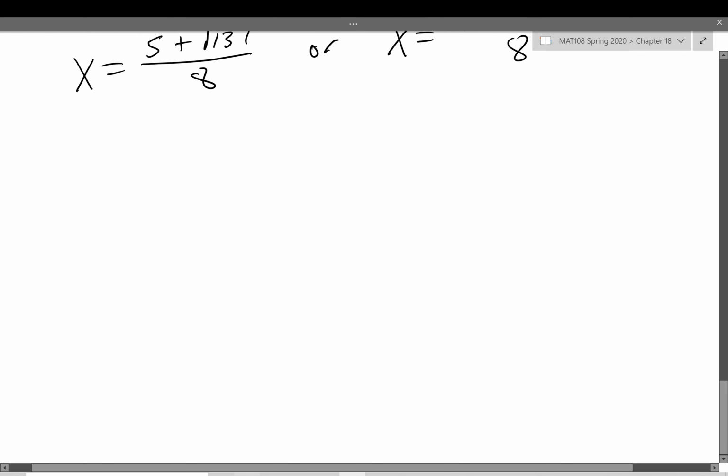Like I said, we're just going to do these problems. That's it. Okay? So, example: p to the 4th minus 7p squared minus 144 equals 0.